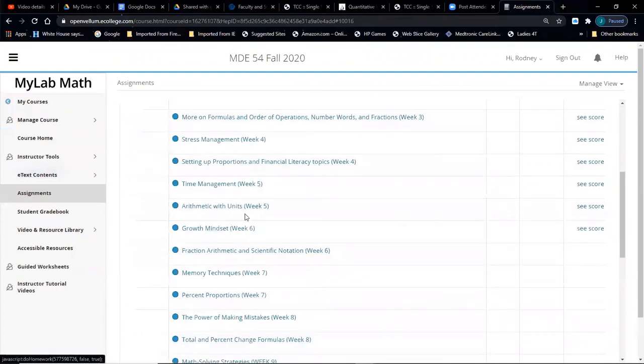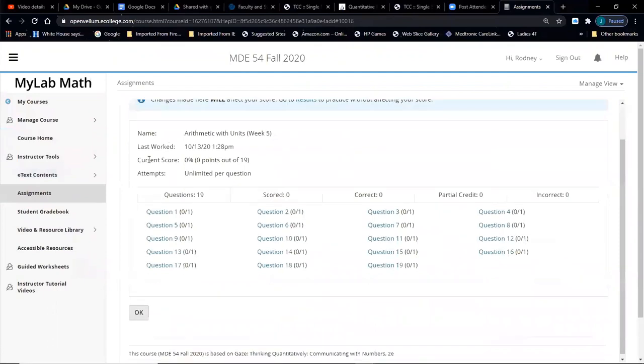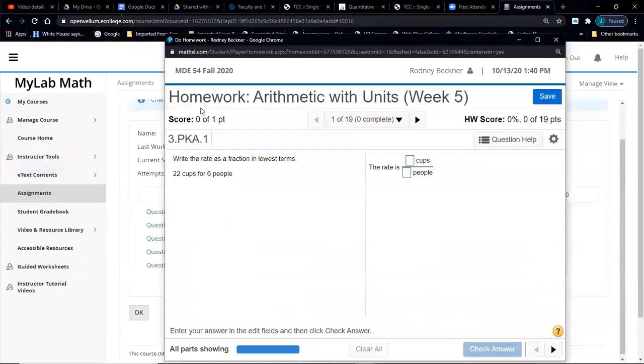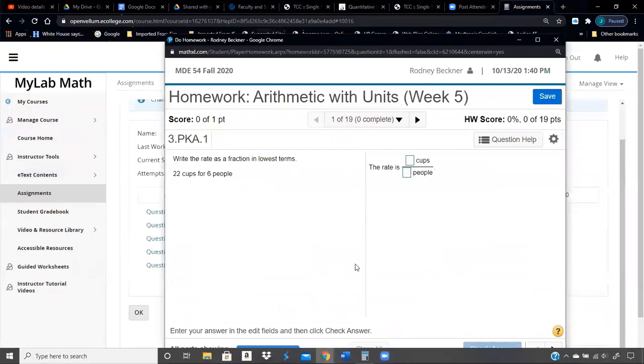Change that. We are back on arithmetic with units. We're going to do most, if not all, of these, because they're all pretty short. Do I have a calculator up? I do have my calculator up.